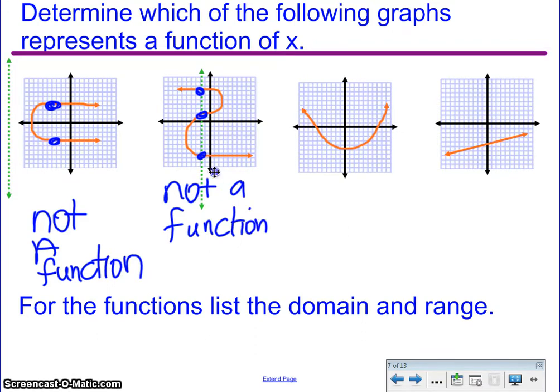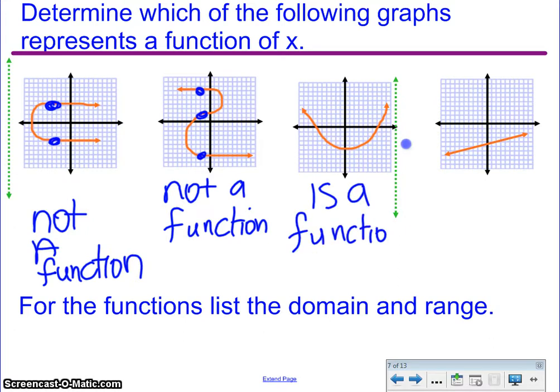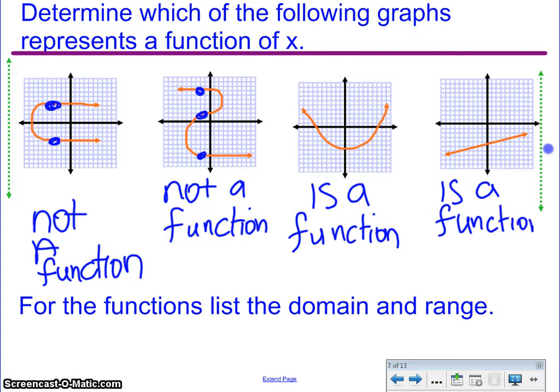The next one, as we go across, hitting only once, keep going, keep going. And for that, it never hit twice at any given point when bringing my pencil across. So this one is a function. And finally, the last one, I can go across, across, across, and it's very obvious that it only hits my pencil one time at any given time. So this is also a function.